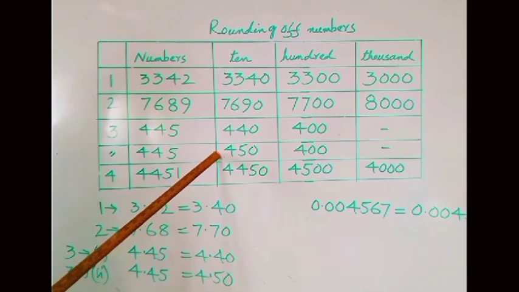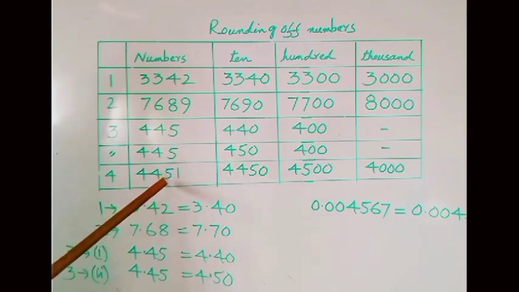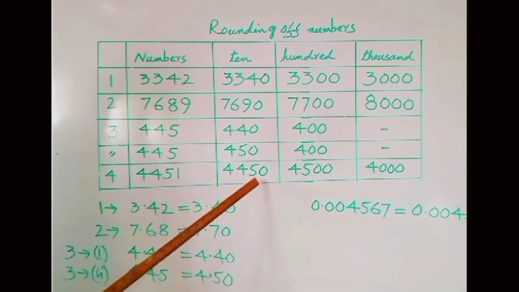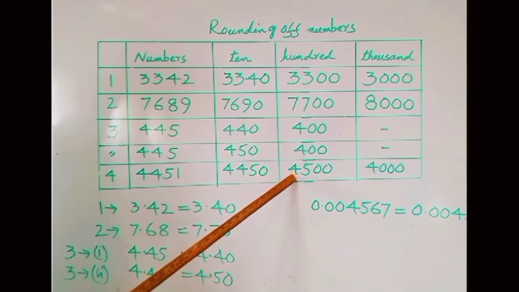Rule number 4. If the digit to be removed is 5 having any digit to its right other than 0, then the digit to its left is always increased by 1. For example, 4451 rounded to the nearest 100 is 4500.